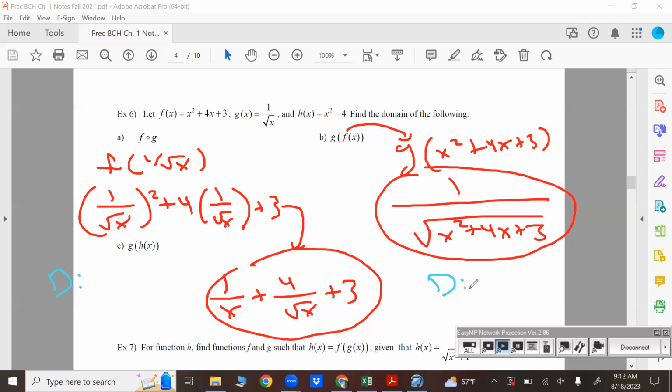All non-negative. Well, actually, all positive. Yes, it has to be positive, because x can't be 0 itself. So 0 can't be included, of course. And it's got to stay positive. So yeah, 0 to infinity. I agree. Okay, cool.